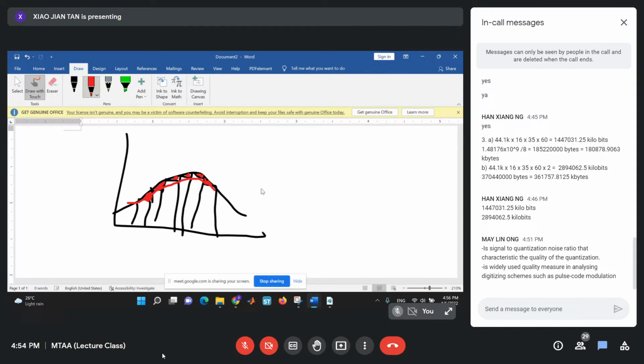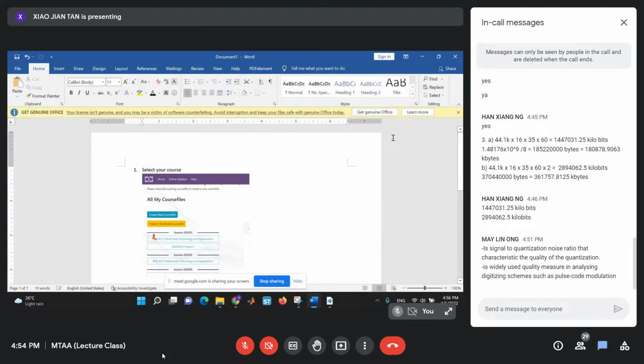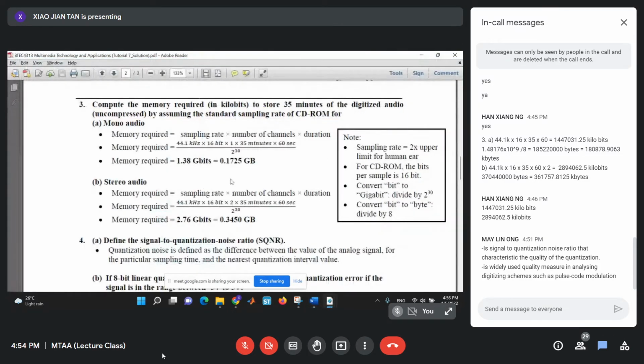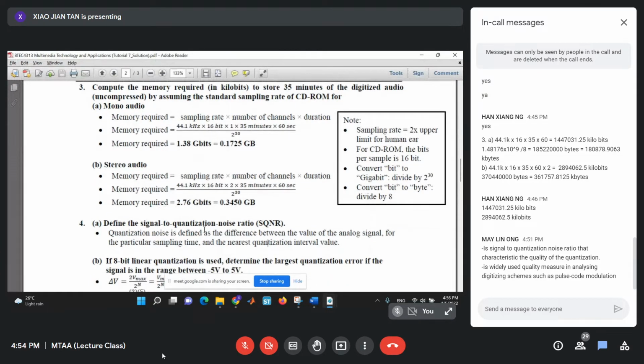But if it is very significant, it will introduce artifacts in your audio file. But nonetheless, this is not the major noise that would appear in your audio file. That is because this kind of noise only happens at this region. The rest of the region is unaffected. So this is the SQNR.